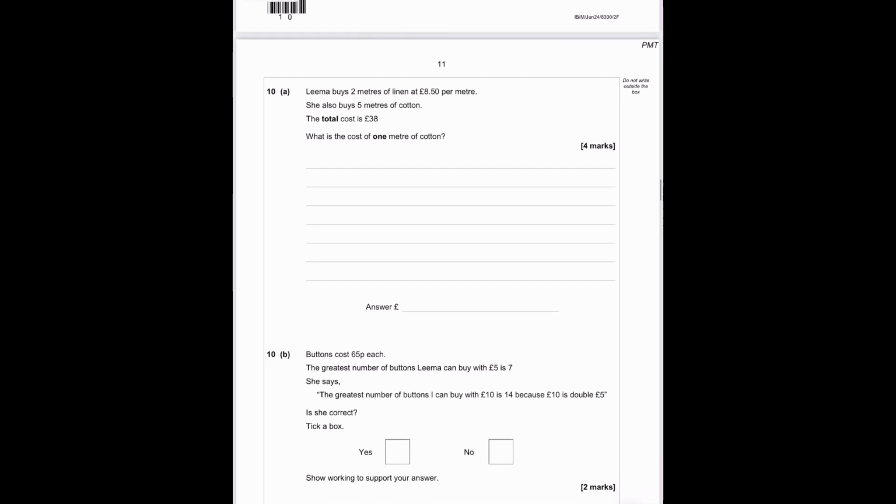10A. Lima buys 2 metres of linen at £8.50 per metre. She also buys 5 metres of cotton and the total cost is £38. So she bought 2 lots of £8.50, which is £17. The total cost was 38. So 38 take away 17 means that the rest of it cost £21. Now that was 5 metres, so 21 divided by 5 is £4.20 for 1 metre.